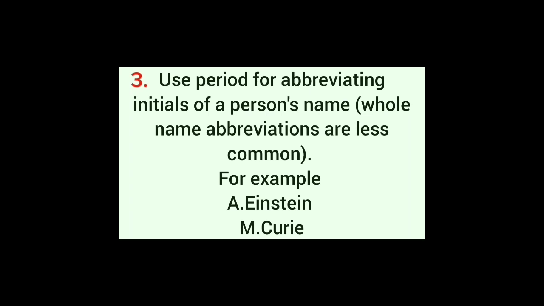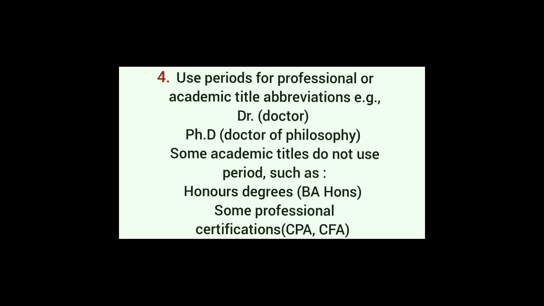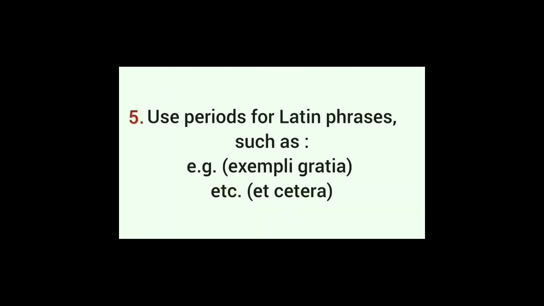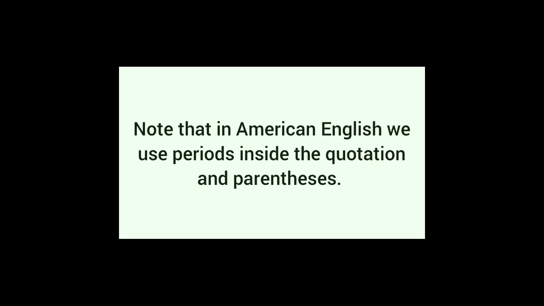For example, A. Einstein, M. Curie. Use periods for professional and academic title abbreviations, for example, Dr. for doctor, Ph.D. for Doctor of Philosophy. Some academic titles do not use periods, like honors degrees and some professional certifications. Use periods for Latin phrases, such as e.g. and etc. Note that in American English we use periods inside the quotation and parentheses.